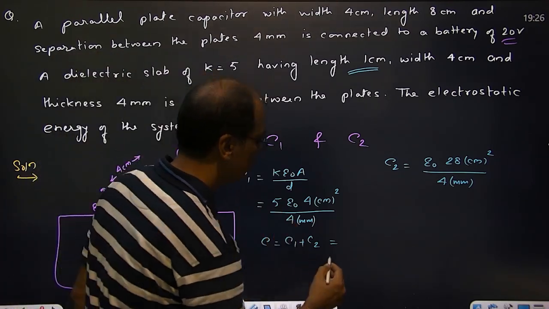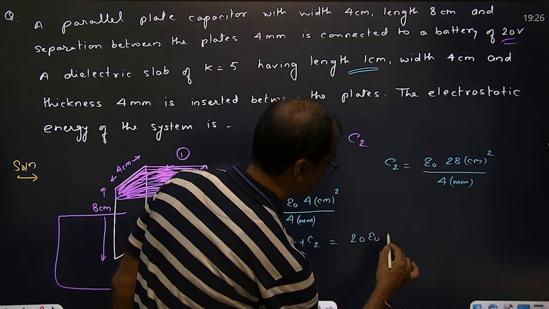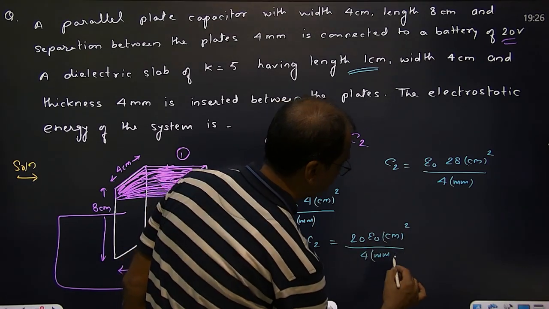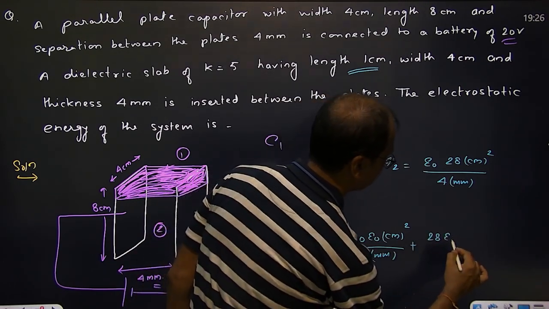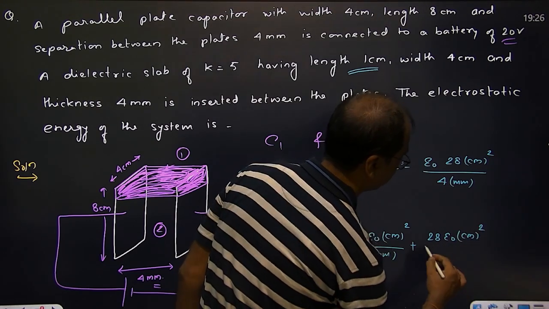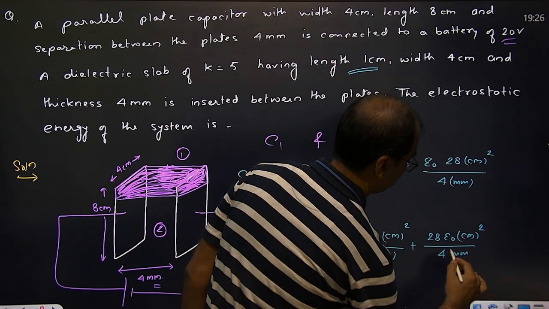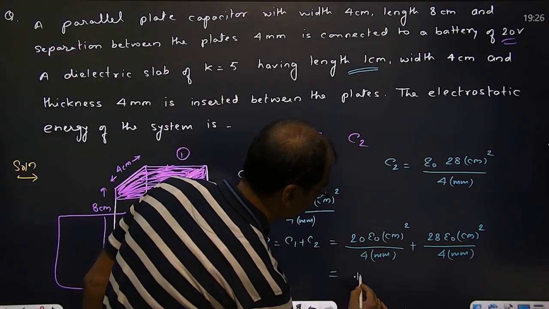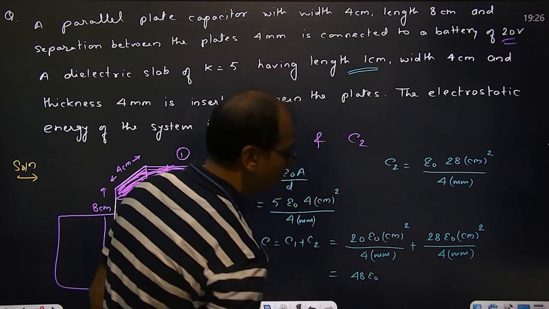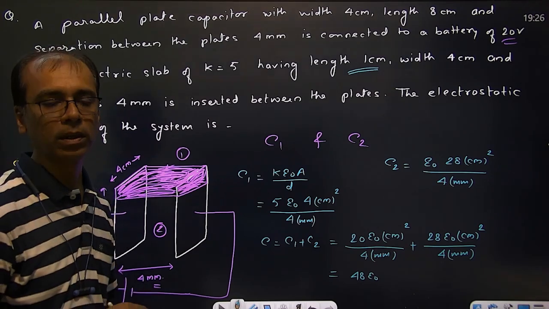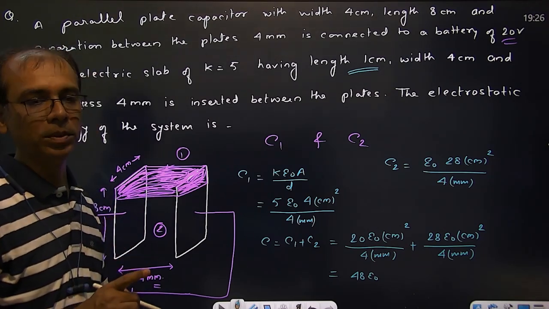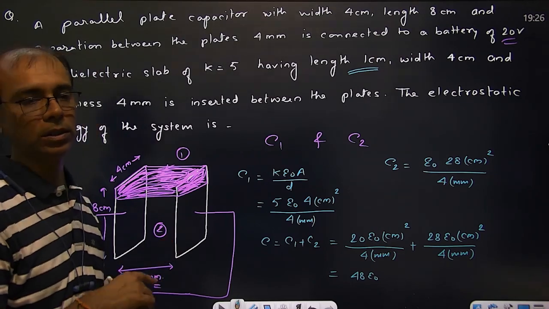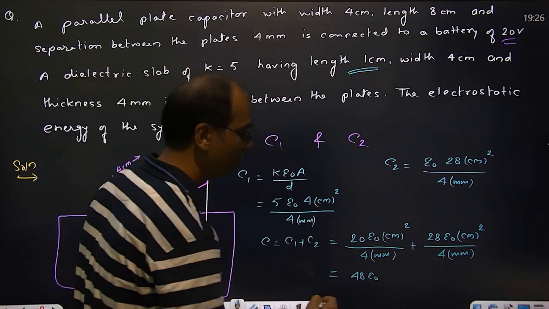Okay. So C1 is 20 epsilon naught centimeter square by 4 mm plus 28 epsilon naught centimeter square by 4 mm. So what we got? 28 plus 20, 48 epsilon naught centimeter square. Now centimeter square I am going to write in meter square. 1 centimeter equal to 10 to the power minus 2 meter, so centimeter into centimeter is 10 to the power minus 2 meter into 10 to the power minus 2 meter, 10 to the power minus 4 meter square.